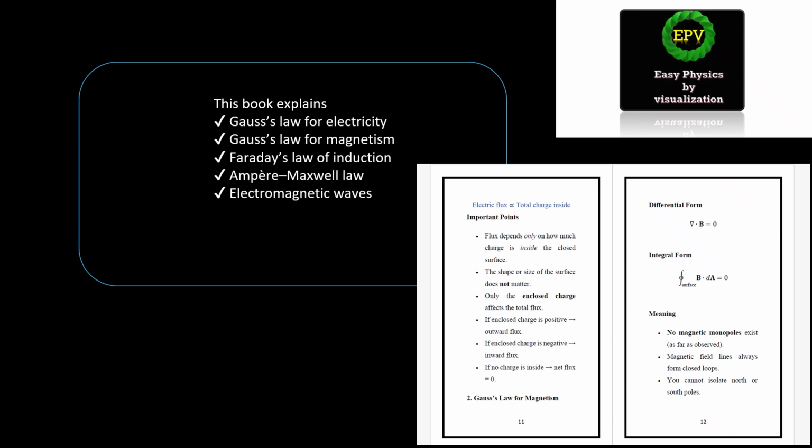This book explains all four of Maxwell's equations in detail. It covers Gauss's law for electricity, Gauss's law for magnetism, Faraday's law of electromagnetic induction, and the Ampère-Maxwell law. It also explains how electric and magnetic fields combine to form electromagnetic waves. Light is an electromagnetic wave.